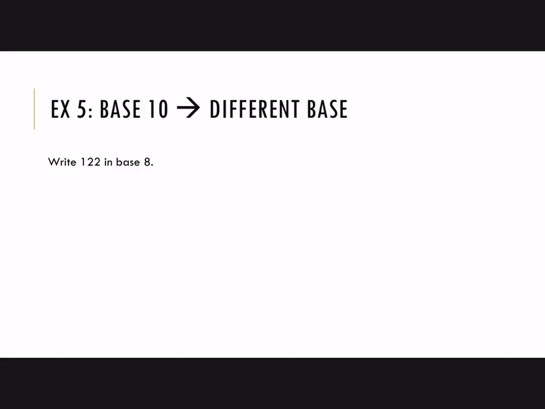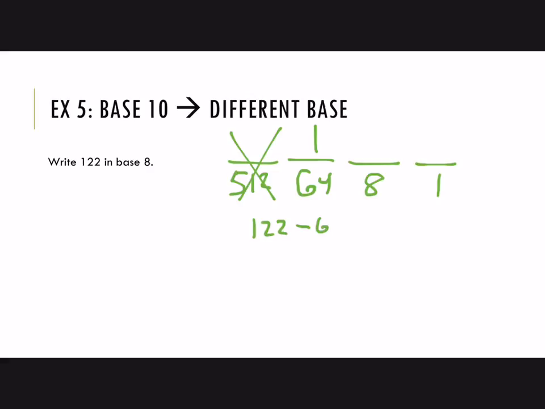And one last example, example 5. Write 122 in base 8. So we have the 1's place, the 8's place, the 8 squared or 64's place, and then 8 cubed is 512. Okay, so that's too big. So how many groups of 64 are in 122? Right, one group. So 122 minus 64 is 58.